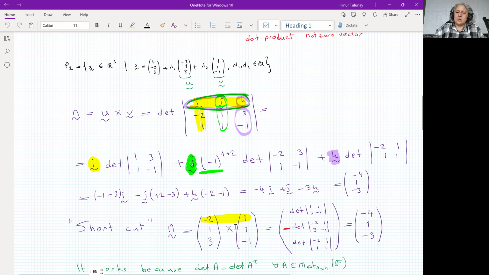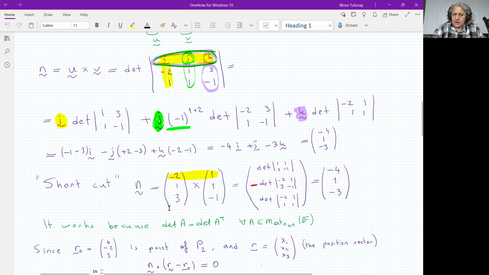What is this shortcut? Same idea, but we will do it in one line with your eyes. You need to get used to it. You need to practice it. Your brain needs to get used to the idea. For the first row, whatever it is here, you will calculate the determinant of this one. So this times this minus this times this. So this is -1, -3, -4.